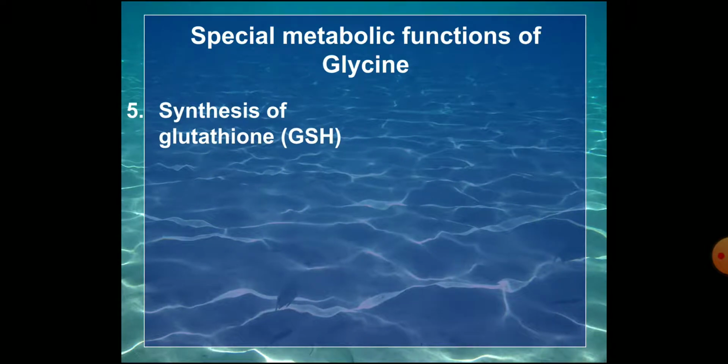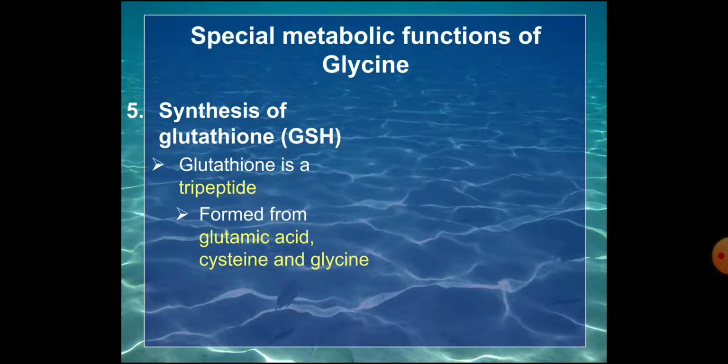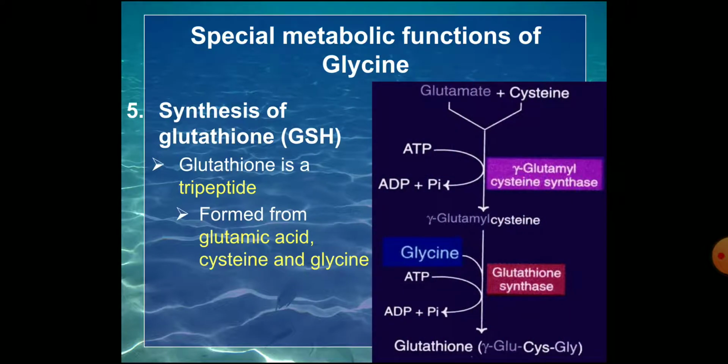Another important product is the synthesis of glutathione. Glutathione is a tripeptide. It is synthesized from 3 amino acids, that is glutamic acid, cysteine, and glycine. So it is a tripeptide having 3 amino acids: glutamic acid, cysteine, and glycine. You can write the synthesis stepwise.